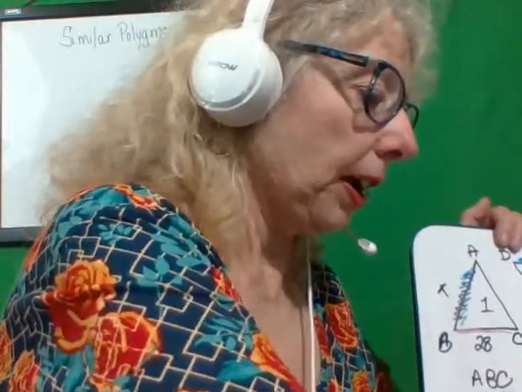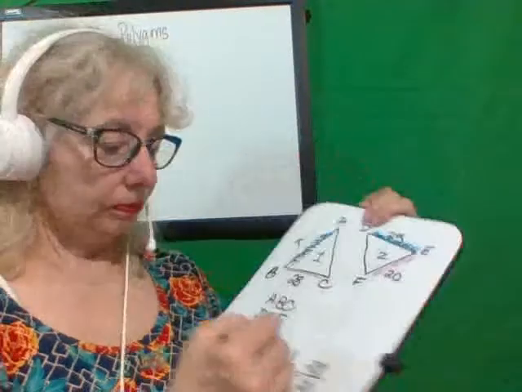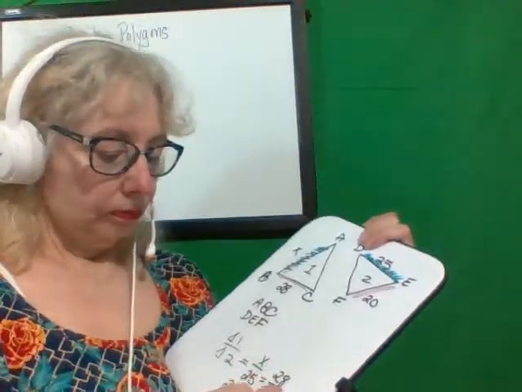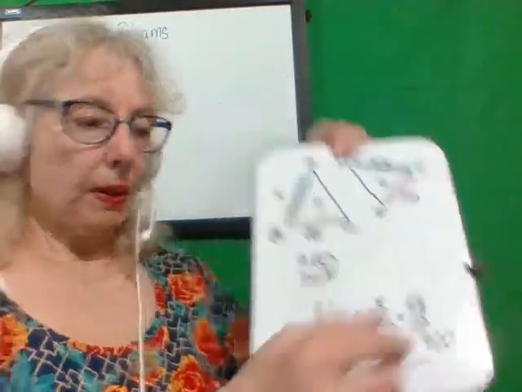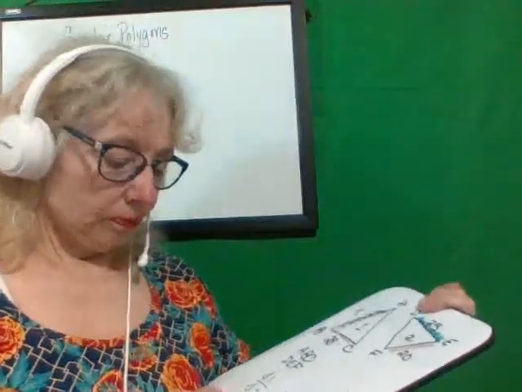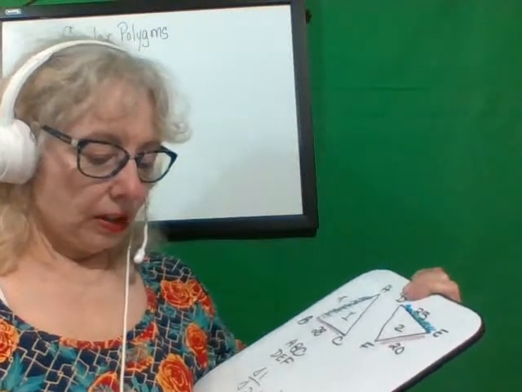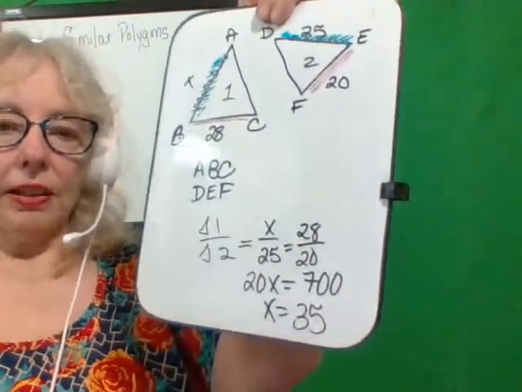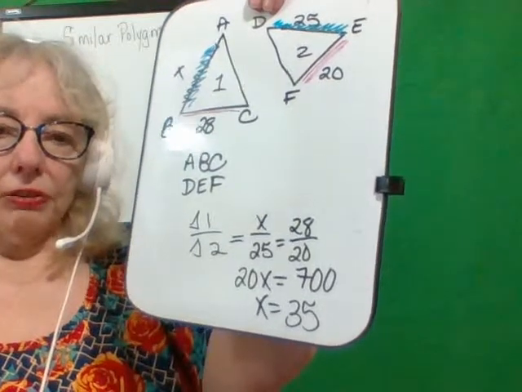So 25 times 28 is 700. Divide by 20. So 700 divided by 20, and x is 35. So that missing side has a length of 35.